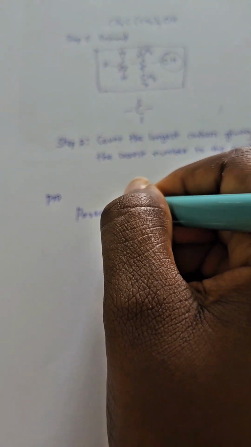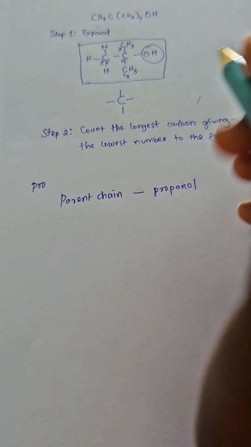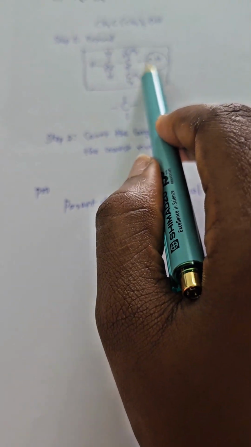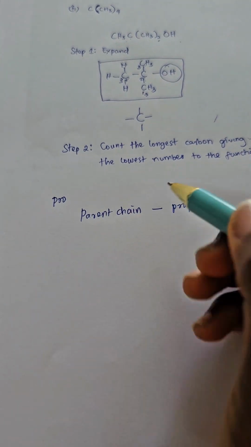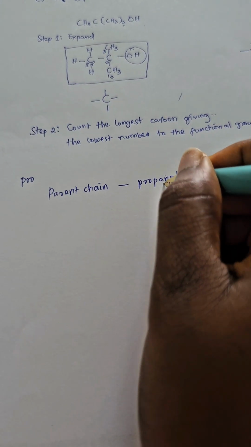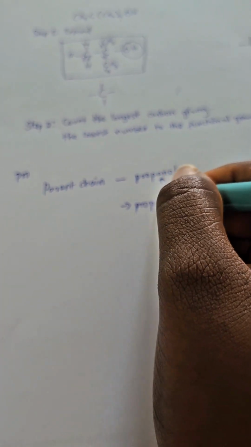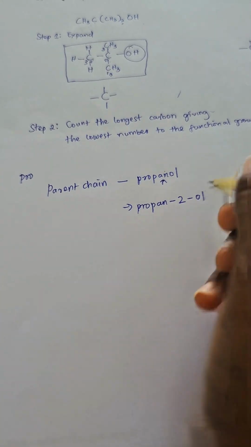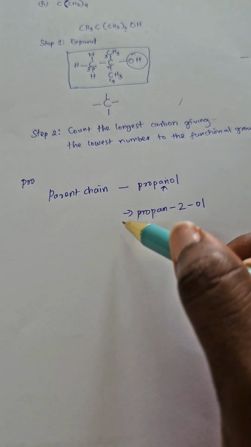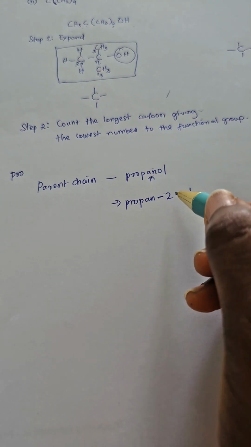So that is giving us our parent chain, which is propanol, because it is 3 carbons and the OH is here. But remember that this OH is on the 2nd carbon position, and so that means we would have propan-2-ol. This is our parent's name, propan-2-ol. Remember, there always has to be a hyphen between the letter and the number on both sides.